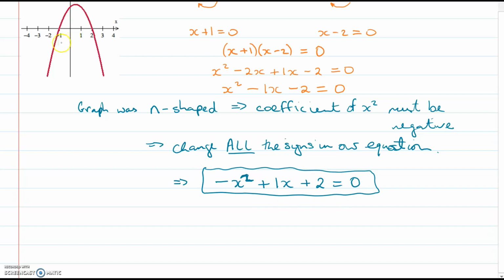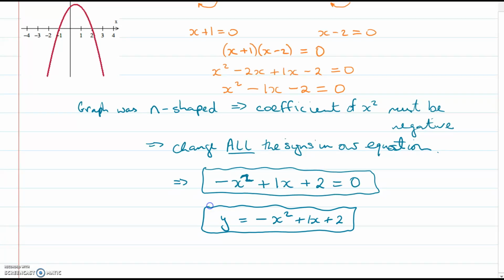And an equation to fit that curve, because it's a graph, we would have y equals negative x squared plus 1x plus 2. So this is the equation with roots at -1 and at 2, and this is the equation of the curve. Okay, so we can just check that to make sure it's the same.